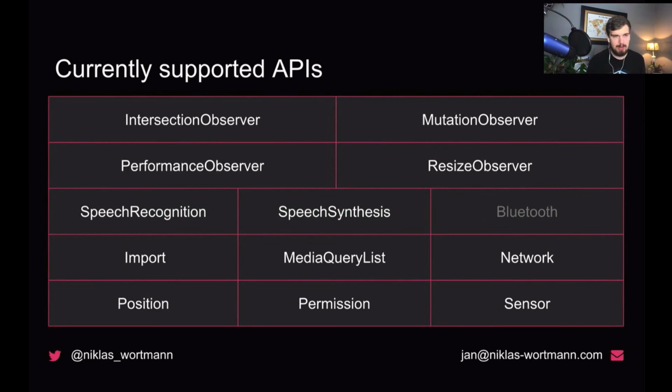And from my point of view, every web API that has a suffix observer is in some way reactive and can benefit from using RxJS-Web. So it doesn't matter if it's the intersection observer, mutation observer, performance observer, or resize observer. All of those have valid use cases for using observables under the hood instead of promises or callbacks.